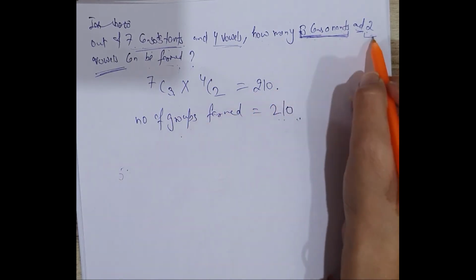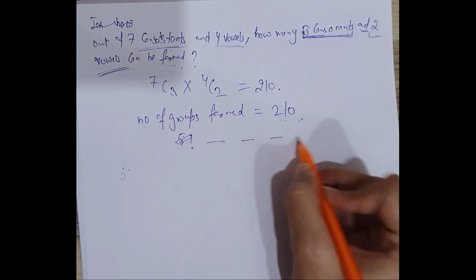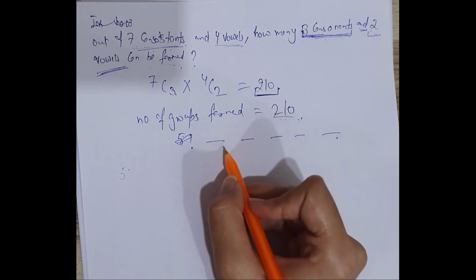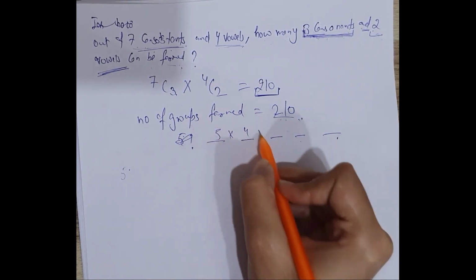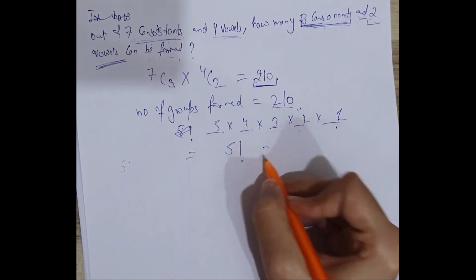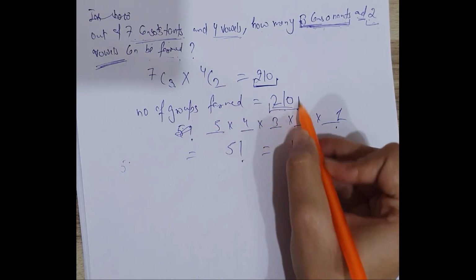How do we arrange the 5 letter words? With 5 factorial. Here 5 letter words will be there with 3 consonants and 2 vowels. Now how can we arrange these 5 letters? 5 into 4 into 3 into 2 into 1. With 5 factorial we can arrange it. Answer will come out to be this. This is a group that is formed.